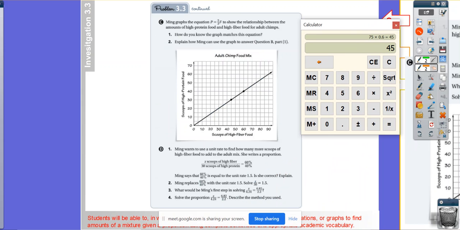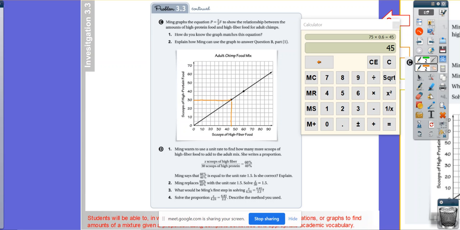Ming graphs the equation protein is equal to 2/3 fiber to show the relationship between the amount of high protein food and high fiber food for adult chimps. We're talking about adult chimps. Did anyone use this graph to solve question B1 by any chance? I heard some groups say if they went to 30 on this graph for the high protein, that means we need 45 cups of high fiber. So I know one group used the graph on that.